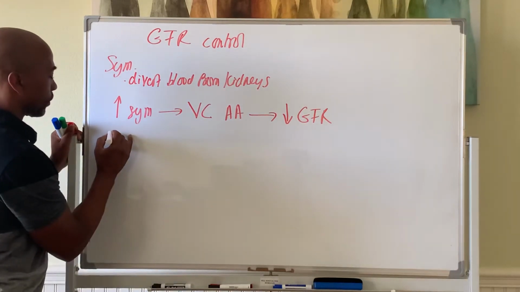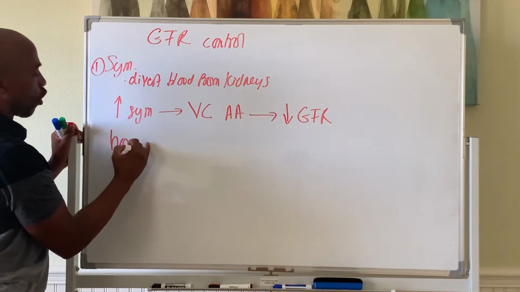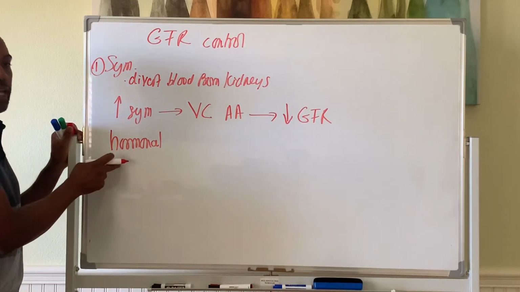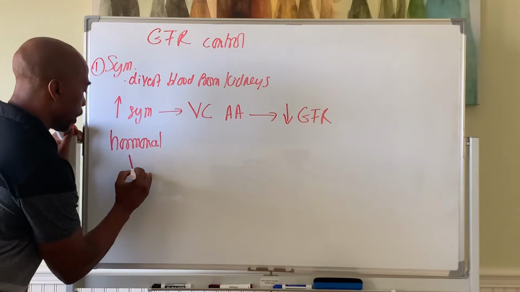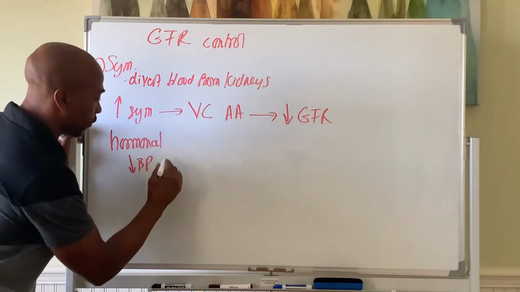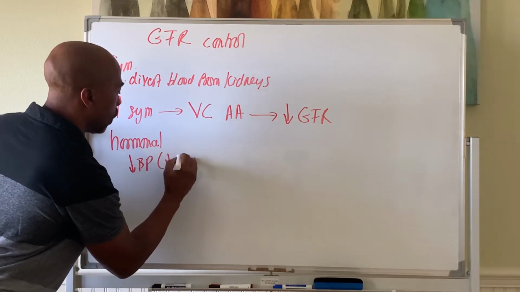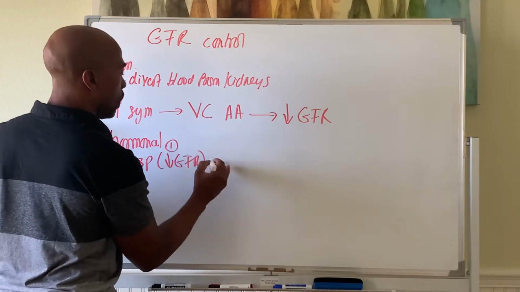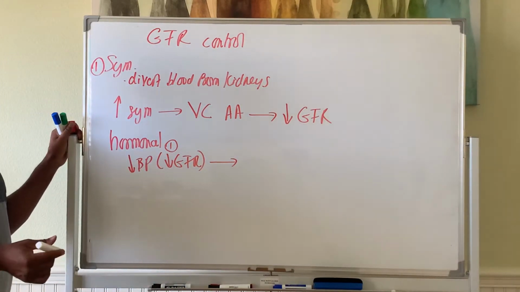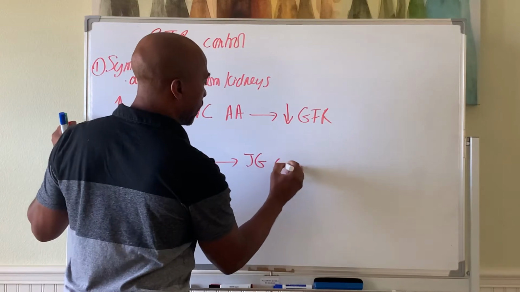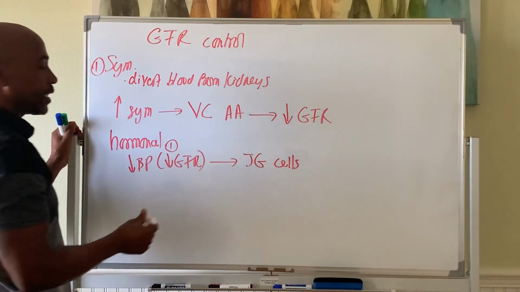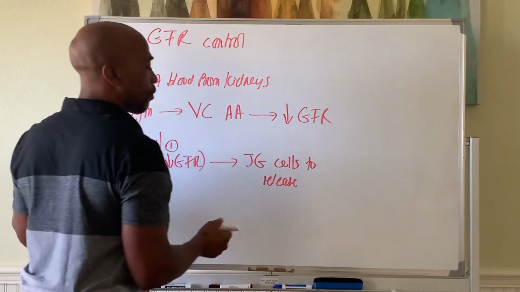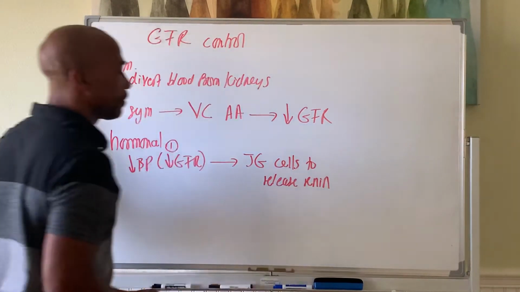Then the hormonal way. So you have the sympathetic way, then you also have the hormonal control, also done by the kidneys, where in this case, this is useful when you have low blood pressure. So step 1, low blood pressure, which leads to low GFR. All right, so low blood pressure, meaning low GFR, will trigger your juxtaglomerular cells, your JG cells, those same cells that wrap around the afferent arteriole, to release an enzyme called renin. Okay, that's step 2.